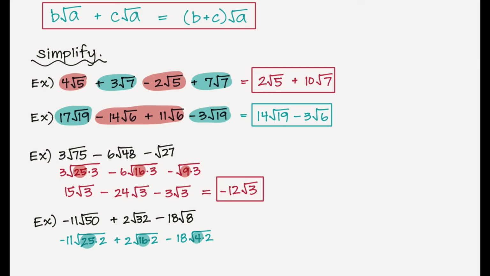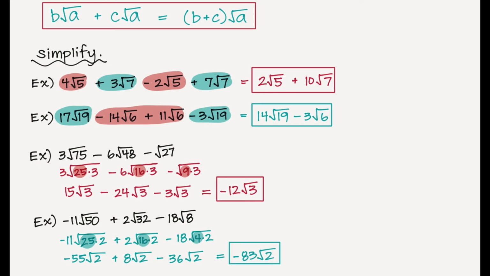So I have negative 11 times 5, which is negative 55 radical 2. 2 times 4 is 8 radical 2. And then negative 18 times 2 is negative 36 radical 2. And so when I combine negative 55 plus 8 plus negative 36, I get an answer of negative 83 radical 2. And that's my final answer.